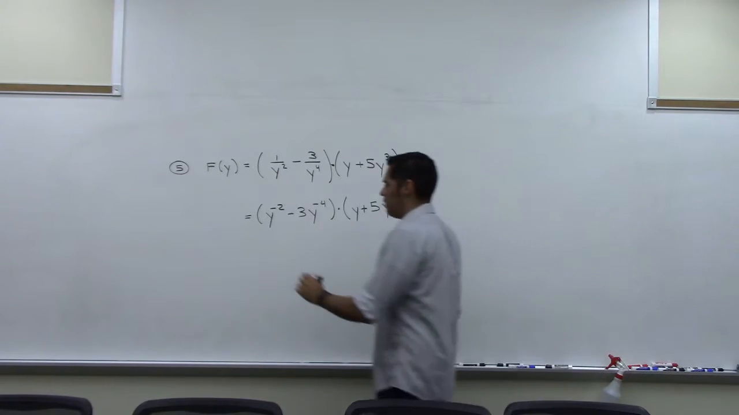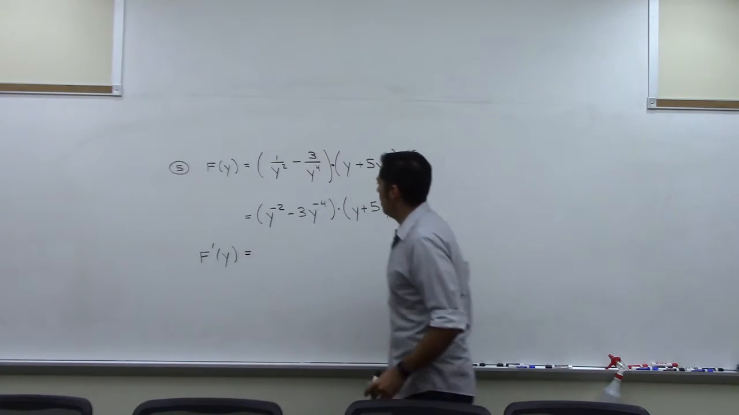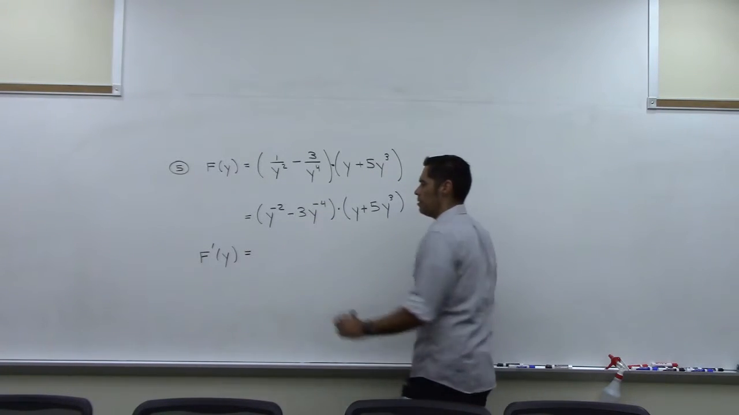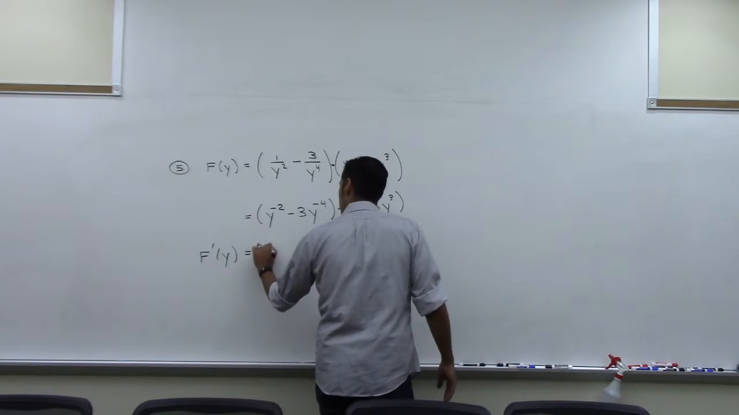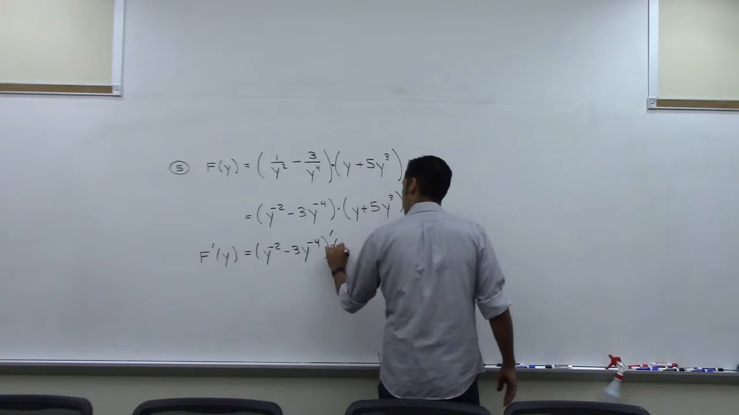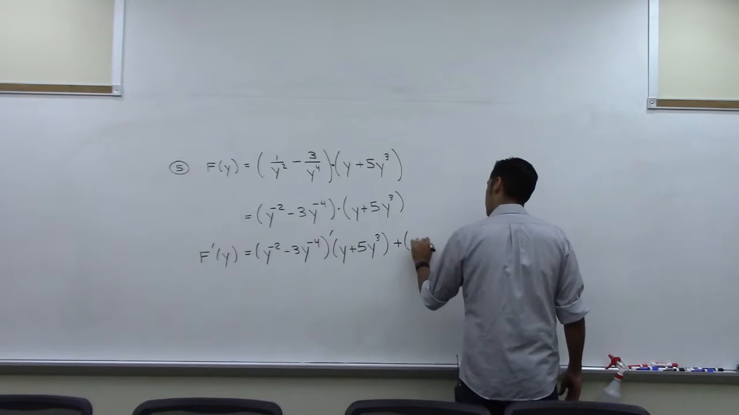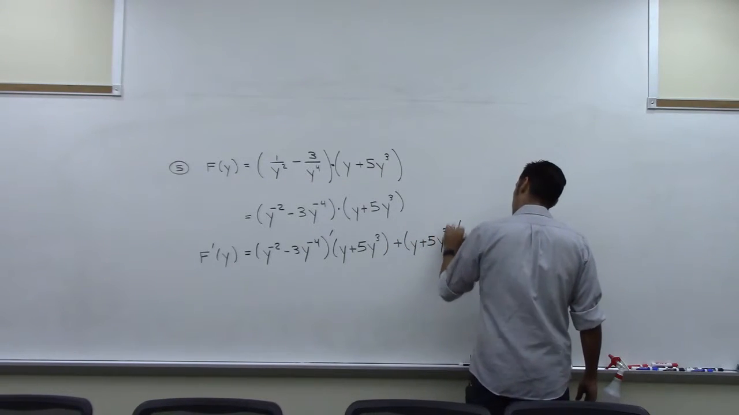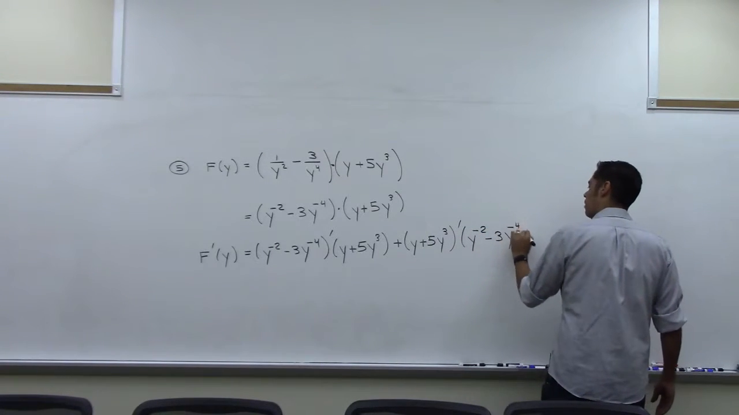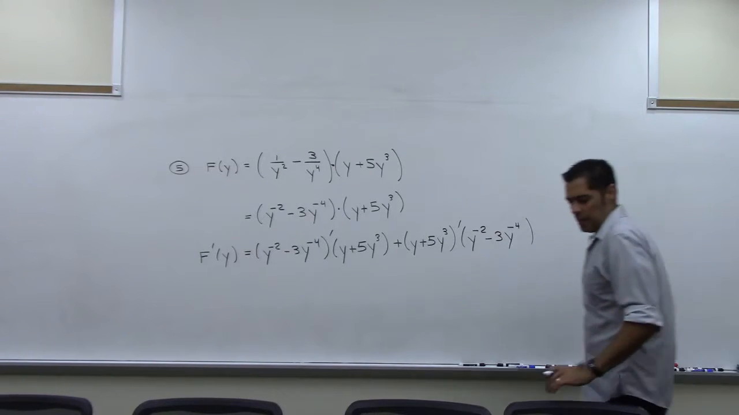All right, so the derivative of this, f prime of y, should be the derivative of this first one times this one plus the derivative of this one times this one. So I'm going to write that down. Y to the negative 2 minus 3y to the negative 4, prime, times the second one without any derivative, plus y plus 5y cubed, prime, times the first one, y to the negative 2 minus 3y to the negative 4. All right, so that's our product rule there. Now let's actually take some derivatives.